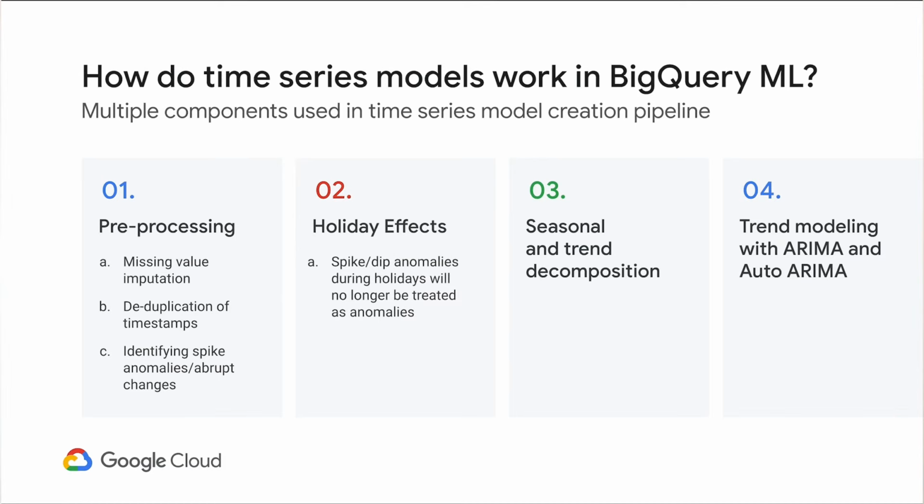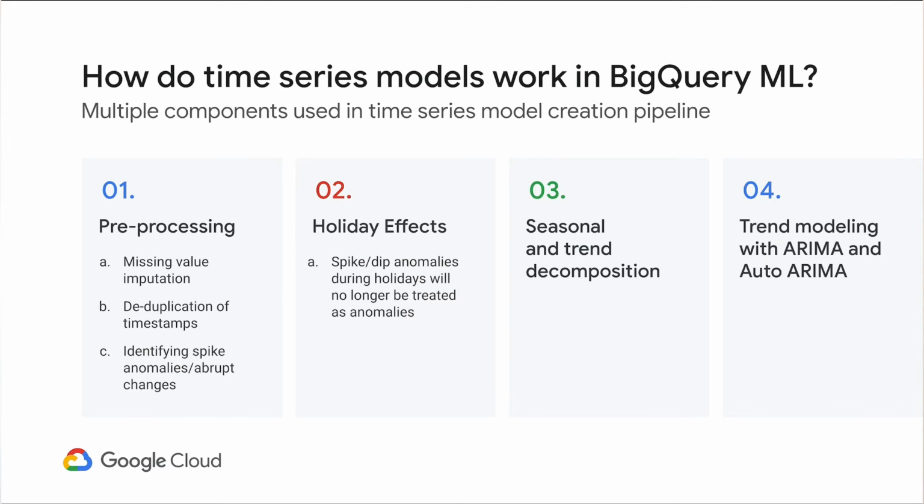Now, with holiday effects enabled, any spikes and dip anomalies that appear during these holidays for that particular region will no longer be treated as anomalies. So that really takes those peaks or anomalies into consideration when modeling your time series data. And you can find the full list of holiday regions if you go through the create model documentation for BigQuery ML.